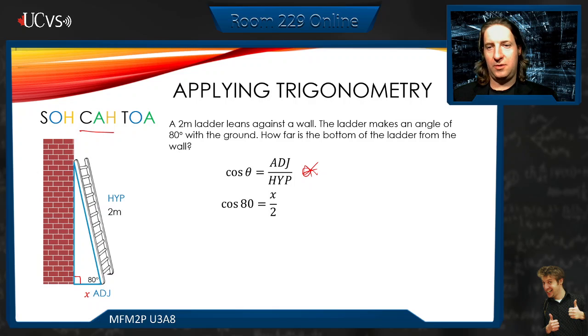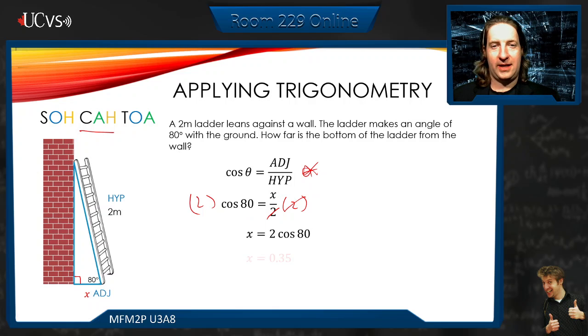So let's substitute in. We know our angle is 80. We know our adjacent is our unknown, x. And we know the hypotenuse is 2 meters. So again, we need to solve for x. Right now, x is divided by 2, and we want x by itself, so let's multiply both sides by 2. That'll cancel out the 2's, and we're left with just x is equal to 2 times cos 80.